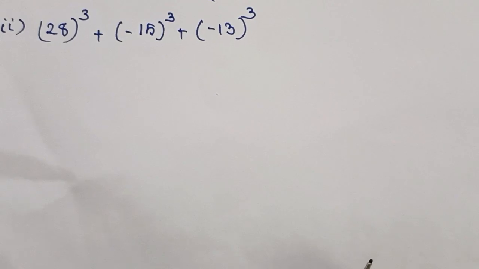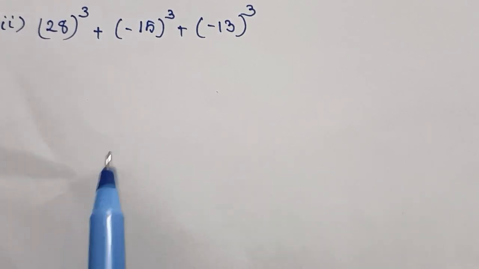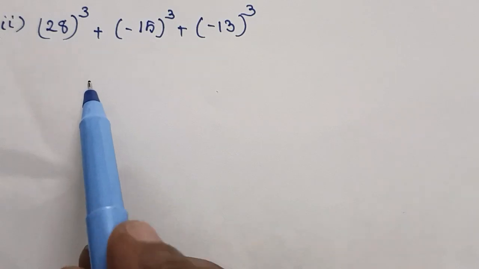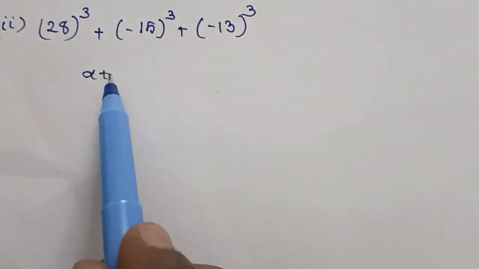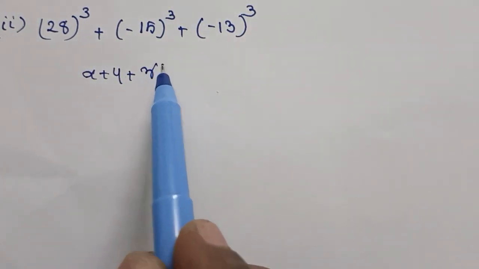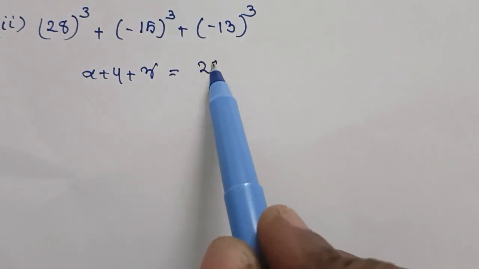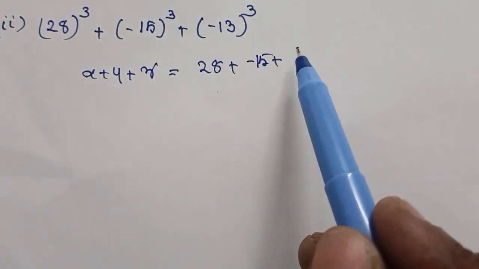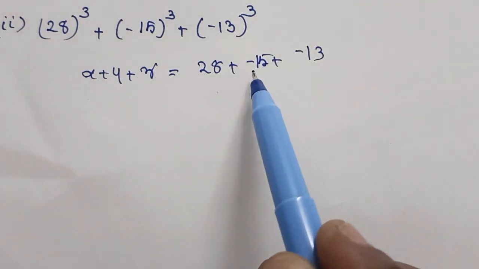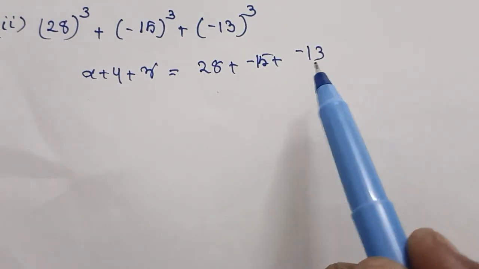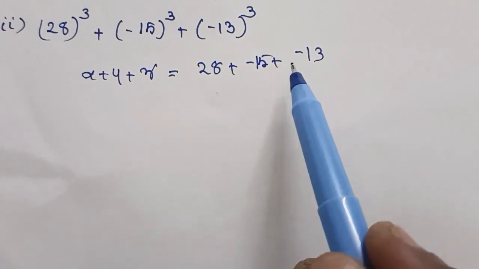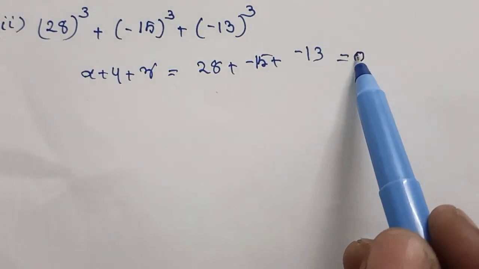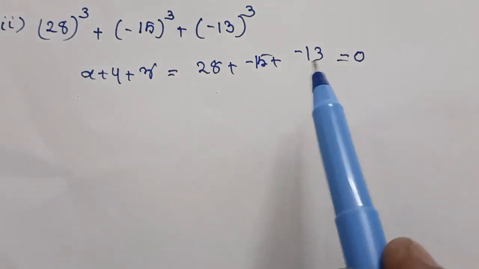Second one, 28 cube plus minus 15 cube plus minus 13 cube. First find x plus y plus z. That is equal to 28 plus minus 15 plus minus 13. Minus 15 minus 13, after addition you get minus 28. Minus 28 plus 28, that is equal to 0. So we get x plus y plus z equal to 0.